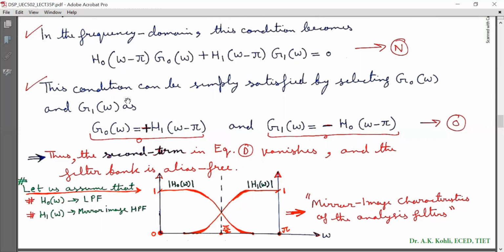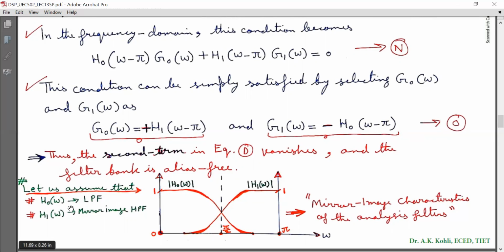Thus the second term in equation D vanishes. So we have eliminated aliasing. The second term in equation D vanishes and the filter bank is alias free. But this condition needs to be fulfilled, that G0(ω) is equal to plus H1(ω − π) and G1(ω) is equal to minus H0(ω − π) in equation O.